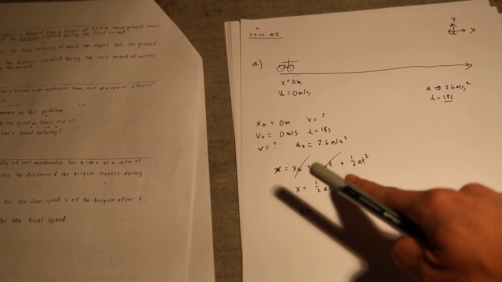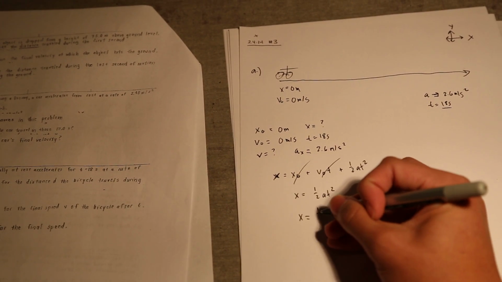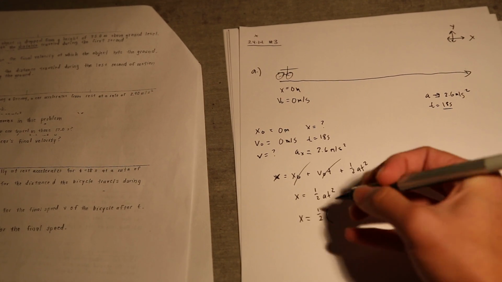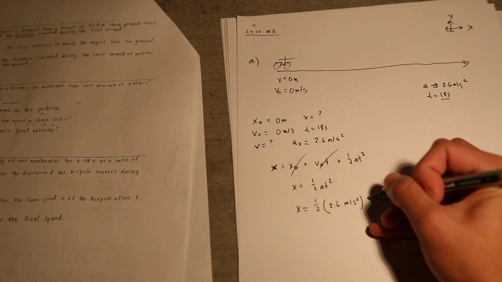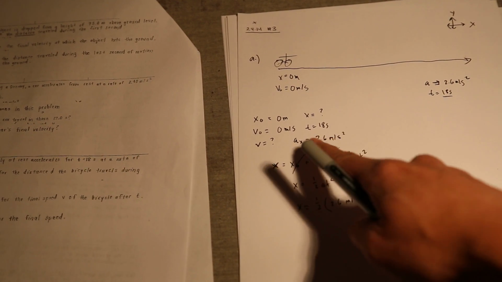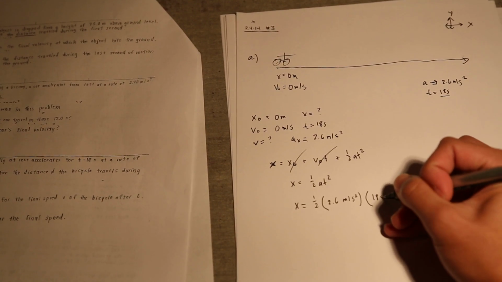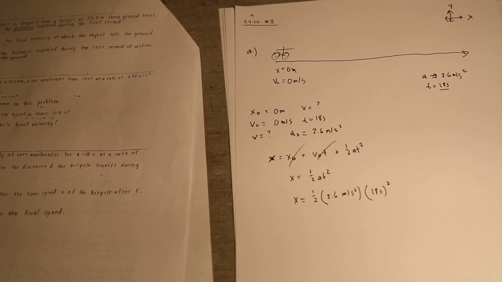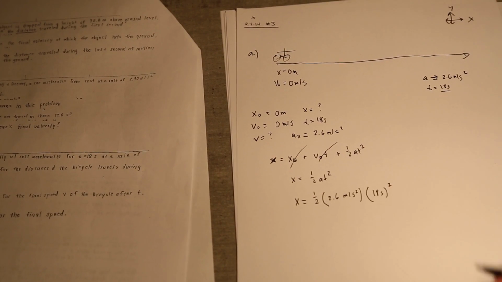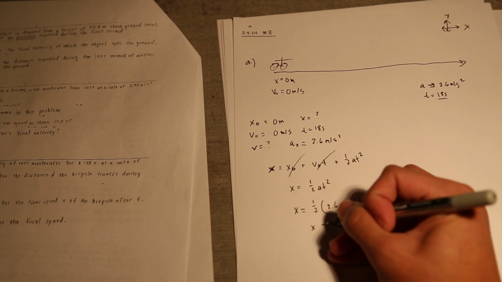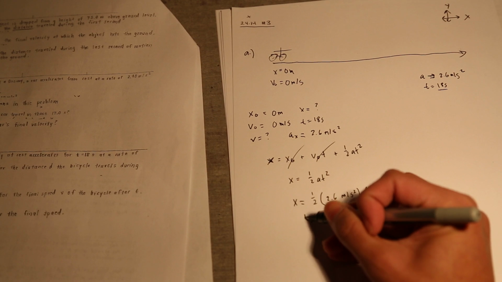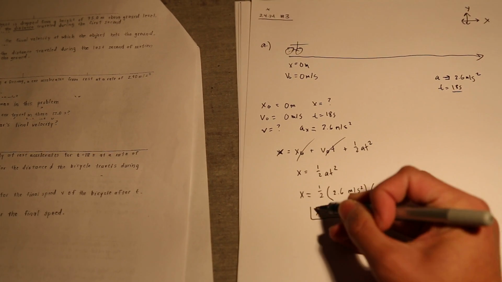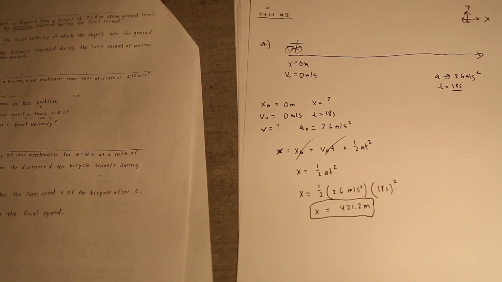We know a, we know t. Once again, a is 2.6 meters per second squared, and t, the problem gives us, is 18 seconds. Pretty simple. If you do the math and type it in your calculator, you should get x equals 421.2 meters. That is the answer for part A.